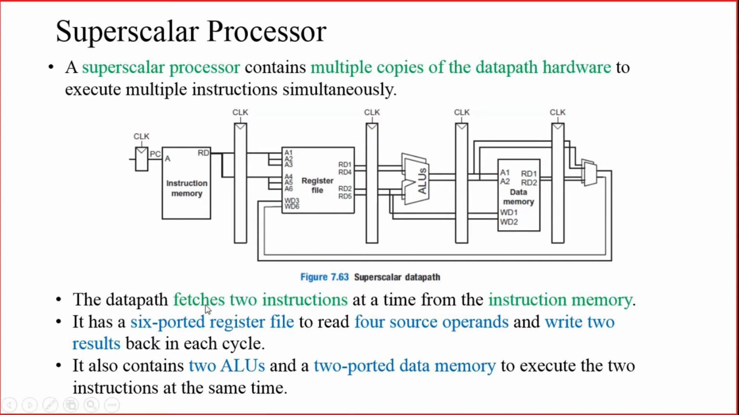Here the data path fetches two instructions at a time from the instruction memory. It has a 6-ported register file, that is 4 read ports and 2 write ports. It also contains 2 ALUs and a 2-ported data memory. Why is it known as a 2-ported data memory? Normally we have a single-port data memory with 1 read and 1 write, but here 2 ports means 2 read and 2 write ports. So this is an example of a superscalar processor.